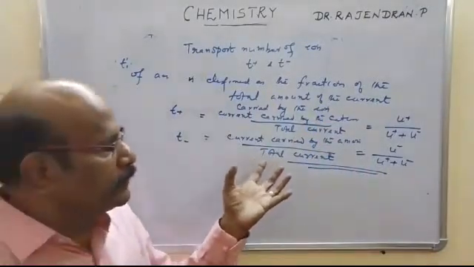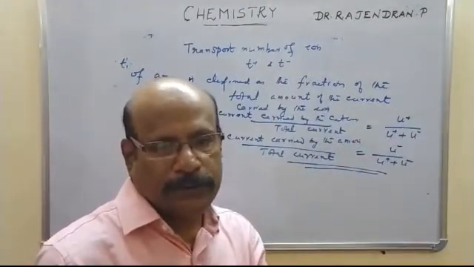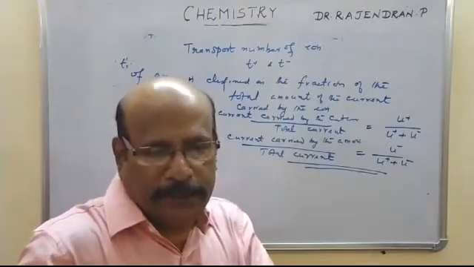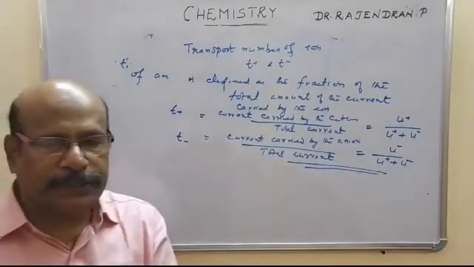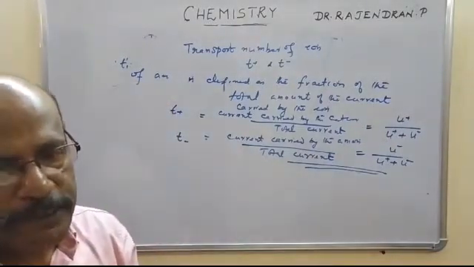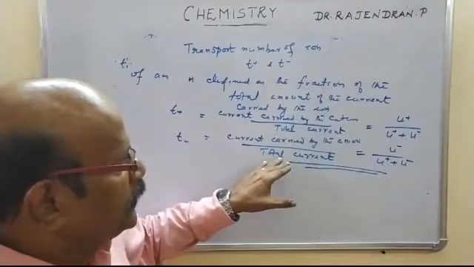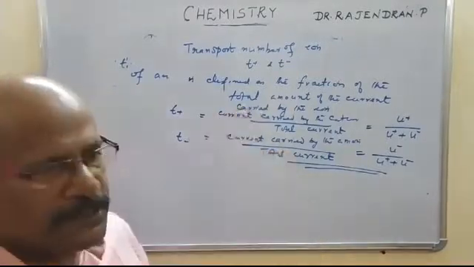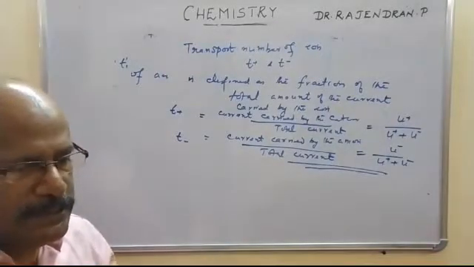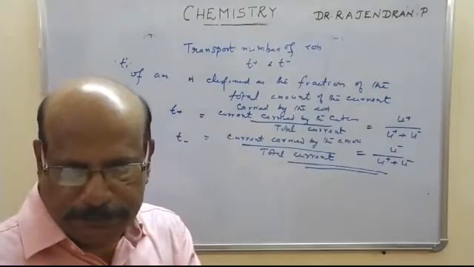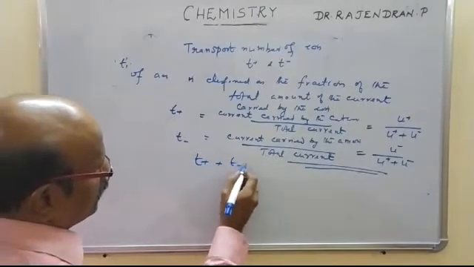So you can define transport number like this. The transport number of the cation is the ratio of the ionic mobility of the cation to the total mobility of the cation and the anion. Similarly, the transport number of the anion is the ratio of the mobility of the anion to the total mobility of the anion and the cation. But usually, the transport number is defined as the fraction of the total current carried by a particular ion. Since the current is shared between the cation and the anion, the sum of the transport numbers, T plus plus T minus, is always 1.